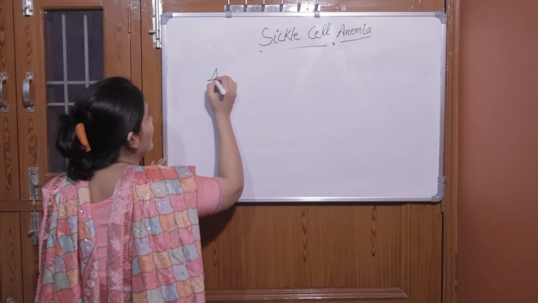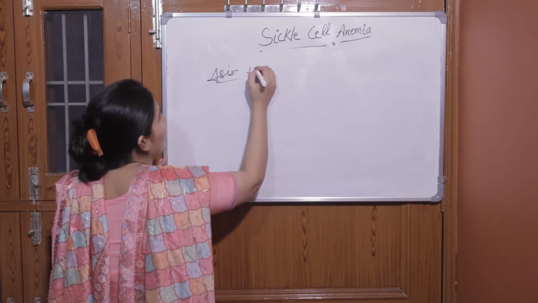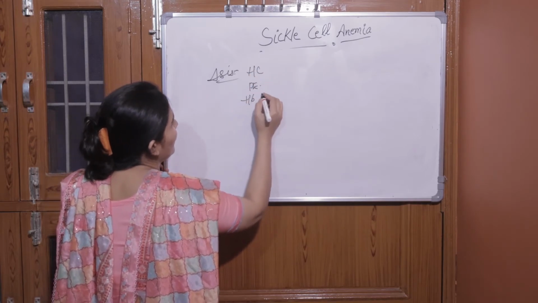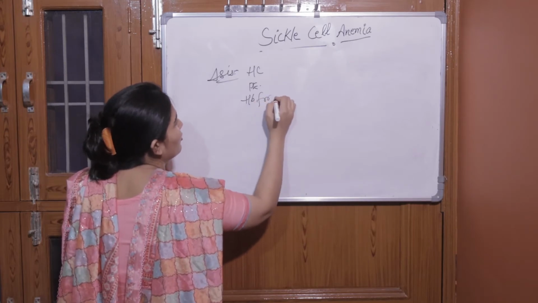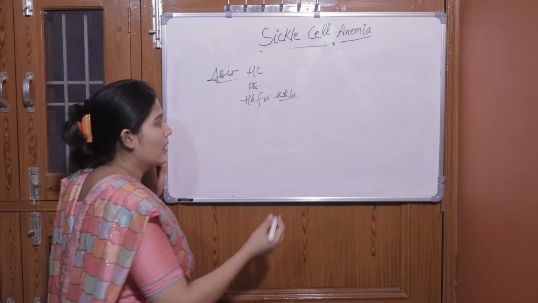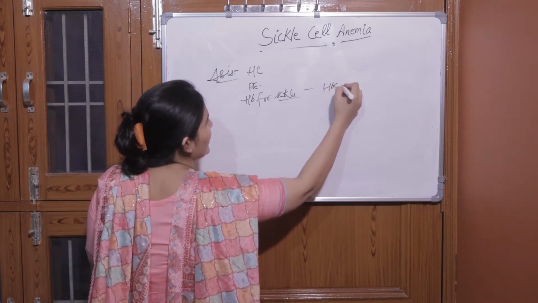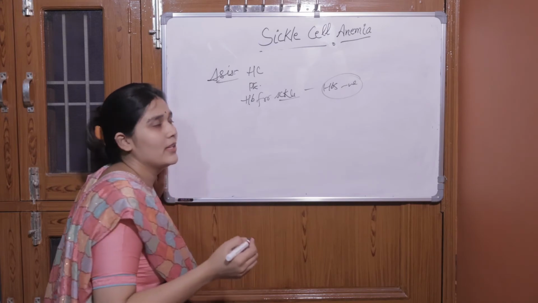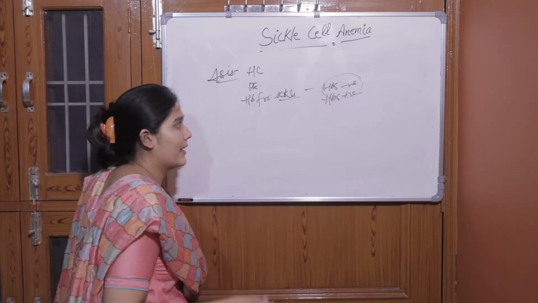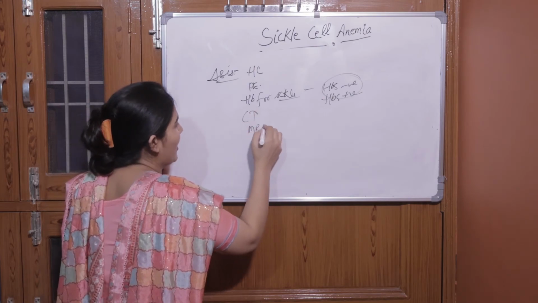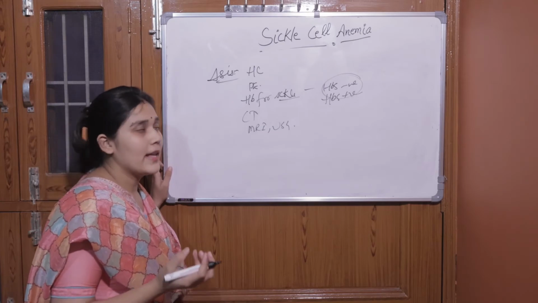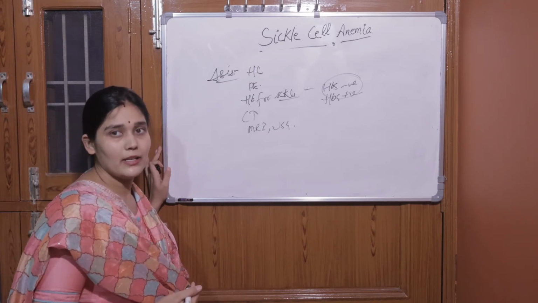Now we will discuss how we diagnose whether a person has sickle cell anemia. For the diagnosis, we collect the history, perform a physical examination, and screen hemoglobin for sickle cell. If it is HbS negative, the person does not have sickle cell anemia, and if it is HbS positive, the person has sickle cell anemia. CT scan, MRI and ultrasound are used to investigate which organs are involved.